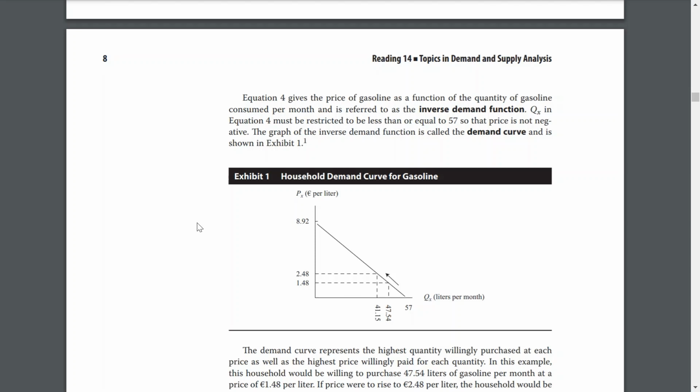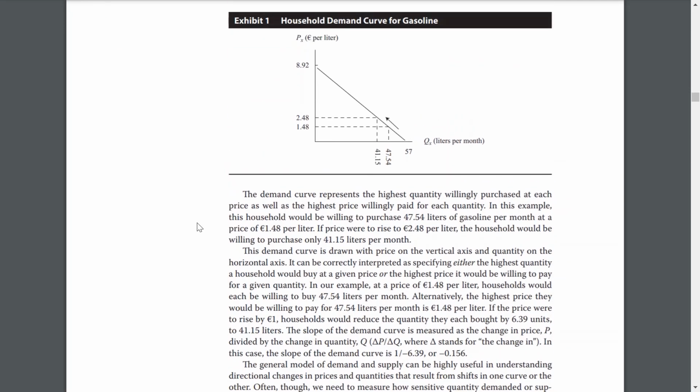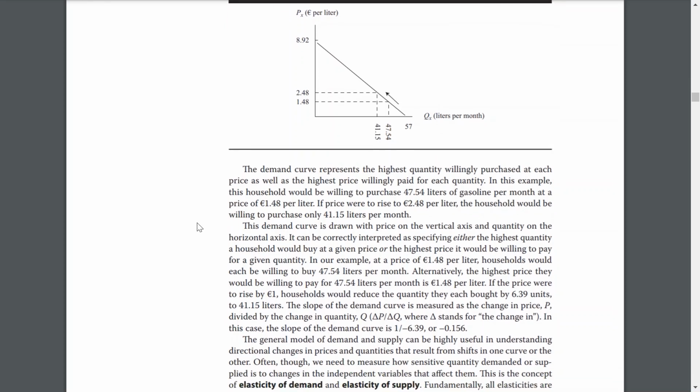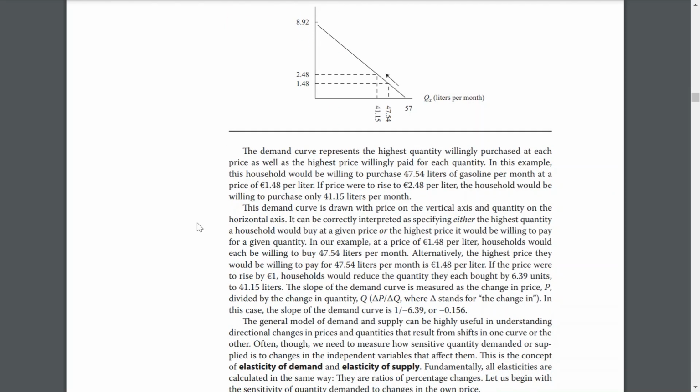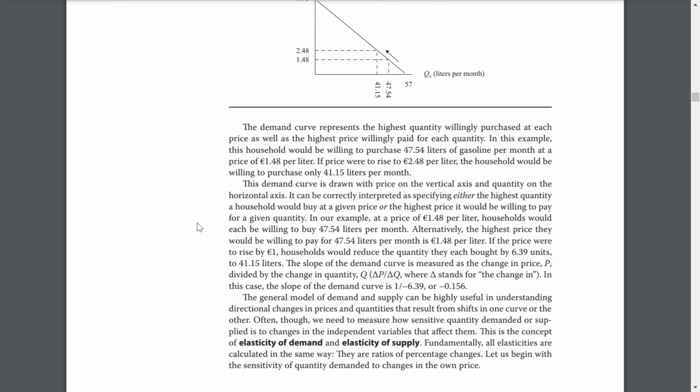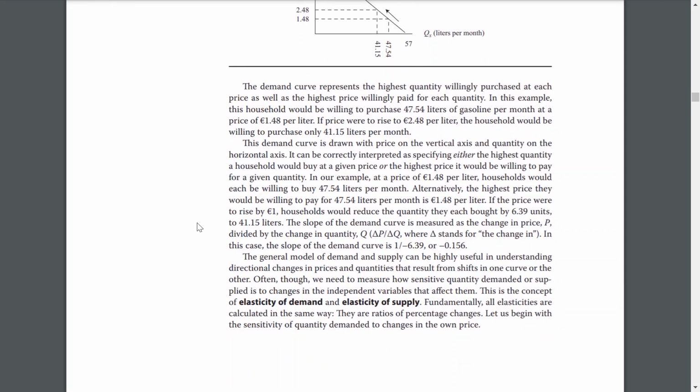The inverse demand function is called the demand curve and is shown in Exhibit 1. So this is the demand curve. It is a downward sloping curve. The demand curve represents the highest quantity willingly purchased at each price, as well as the highest price willingly paid for each quantity.